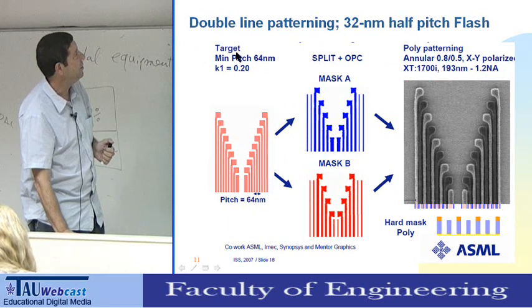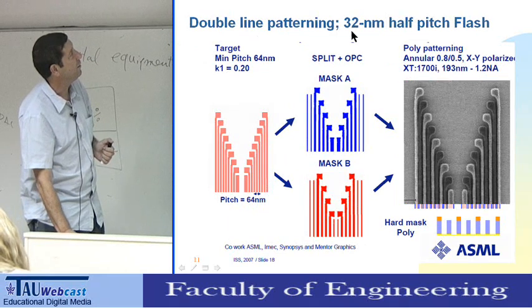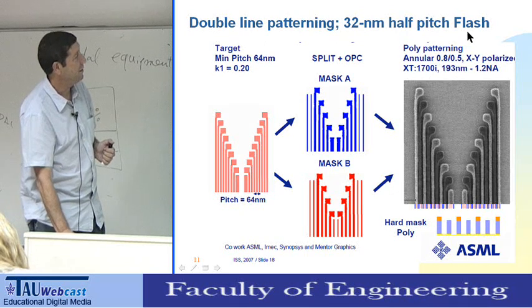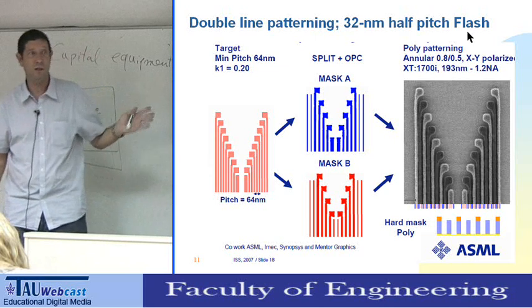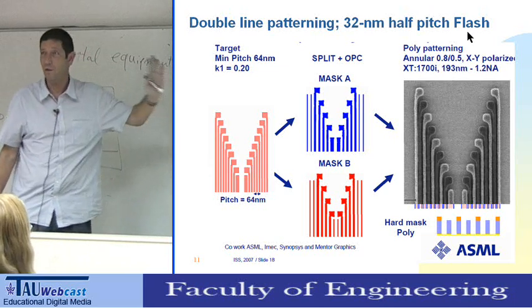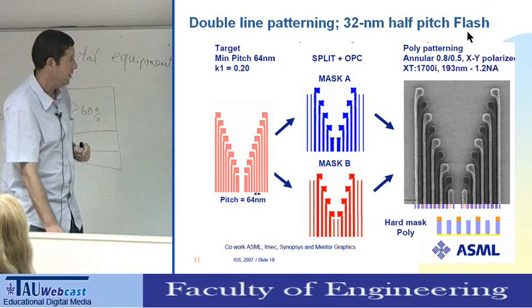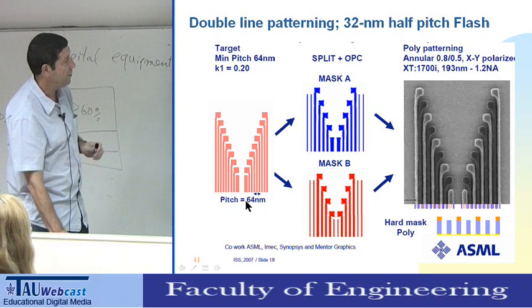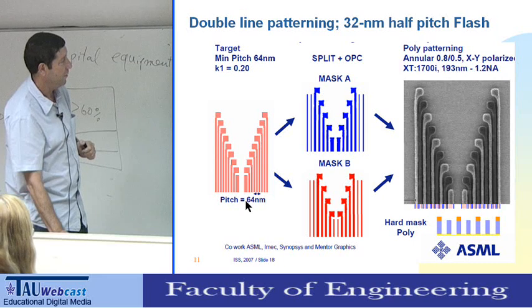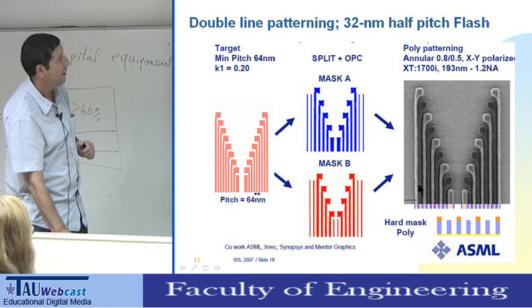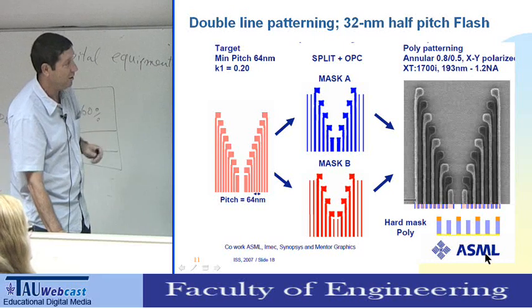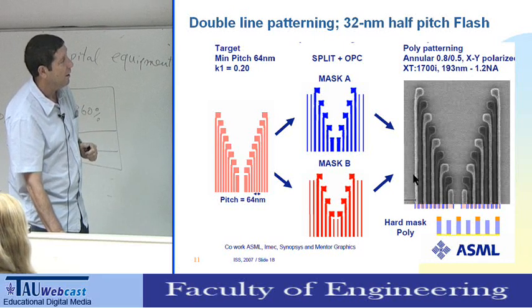This is images. This is double line patterning of 32 nanometer half pitch flash memory. And this is the test structure of the flash. This is not the actual area. This is one pattern in the flash memory, in this specific flash. You take the mask. It was supposed to be 64 nanometer. You break it into 2 masks. And this was done in a tool by a company called ASML. And they published it on their website. And this is what you get in the end.